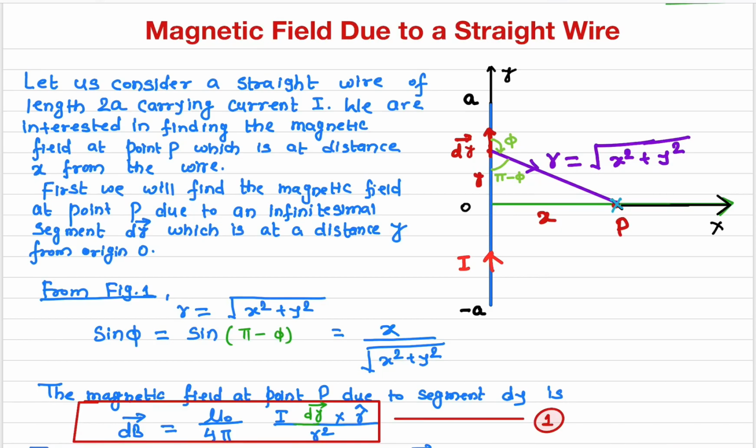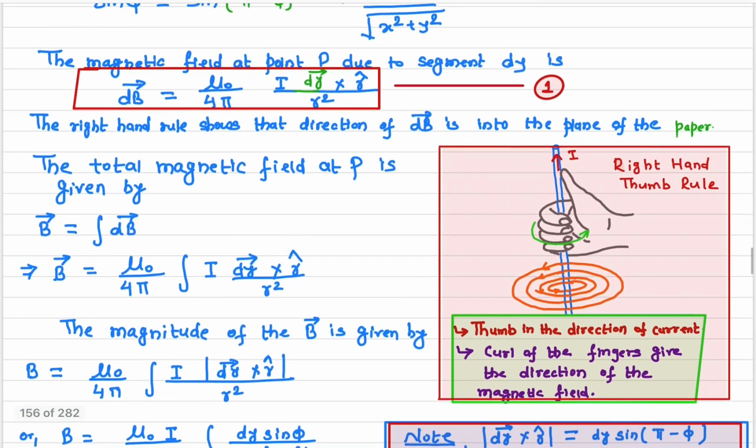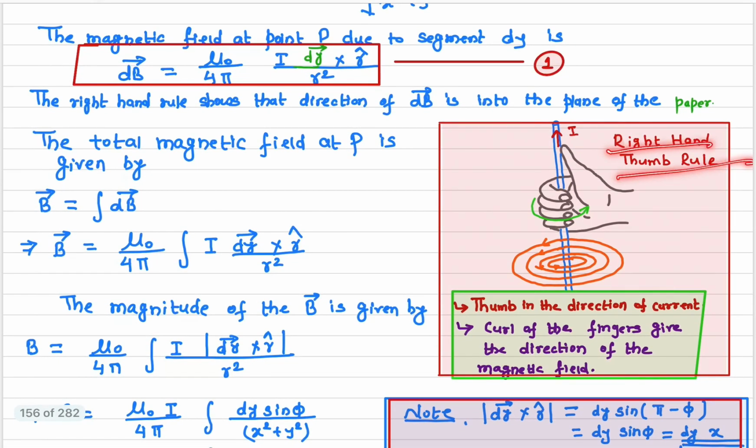Now let's find out the direction. Finding the direction is pretty straightforward. What we have to do is use the right hand thumb rule, or right hand curl rule. Hold the wire such that your thumb is in the direction of the current. Then all the fingers curl in a direction that gives you the direction of the magnetic field. So this curl here gives you the direction of the magnetic field.